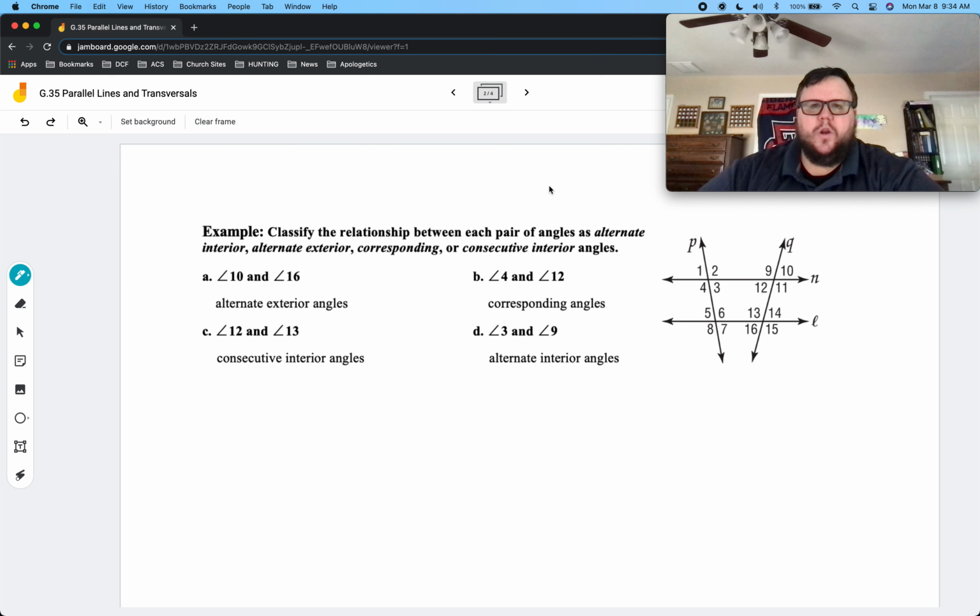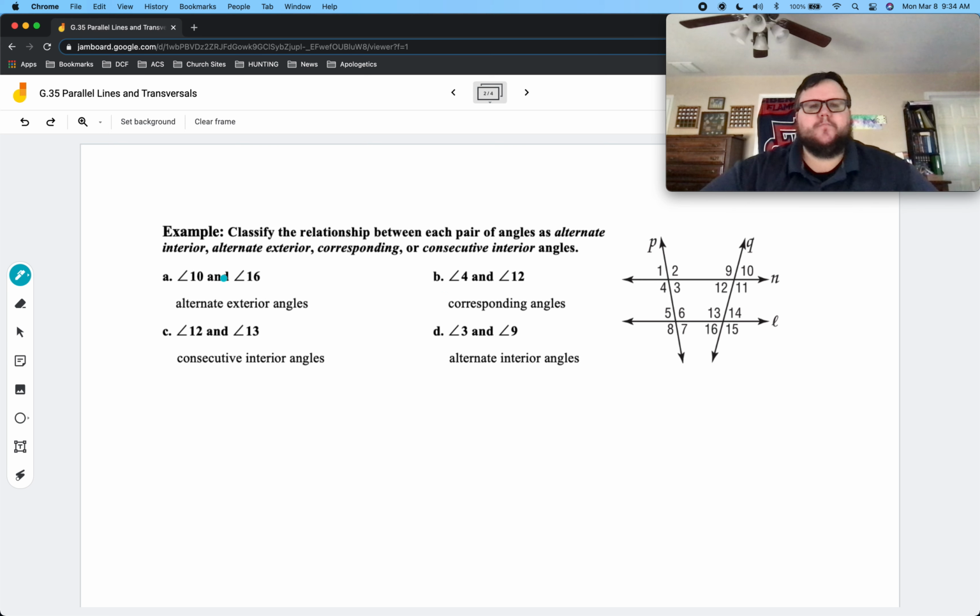So, we're going to go and do an example together. Classify the relationship between each pair of angles as alternate interior, alternate exterior, corresponding, or consecutive interior angles. So, they're saying A, angles 10 and 16 are alternate exterior angles. So, first thing I'm going to do is change my color to green, to color code this. And I'm going to circle 10 and 16.